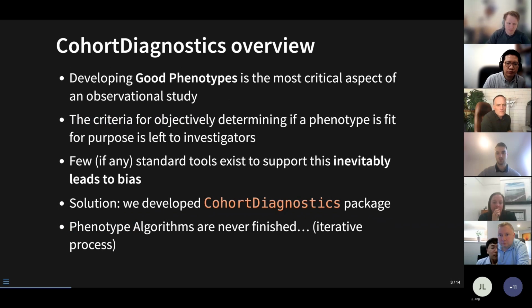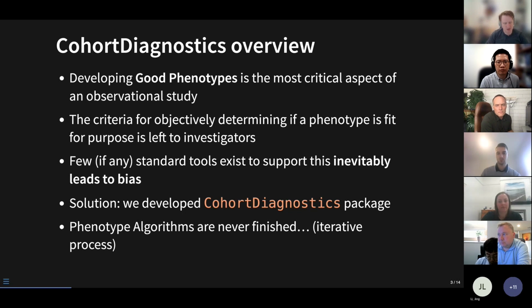So let me give you a bit of background on cohort diagnostics. In my opinion, the most crucial part of any study is developing good phenotypes, because if you have an effect estimate that you've generated or some kind of prediction you made from your research, and your outcome phenotype is junk, then that prediction is going to be junk. So this makes it super important to critically evaluate whether your phenotype is reliable or not.